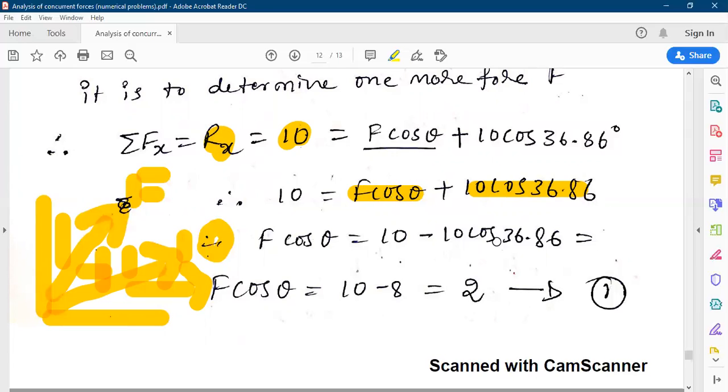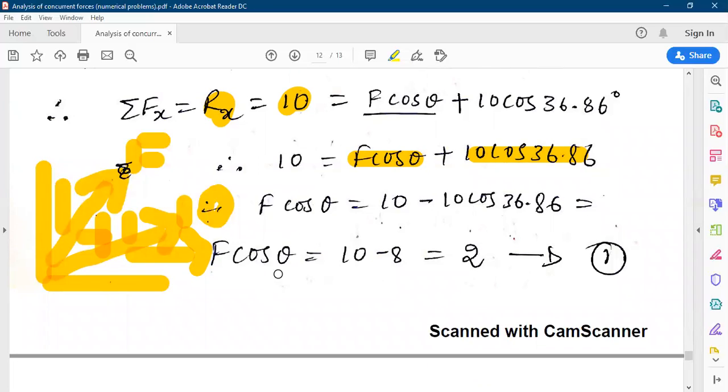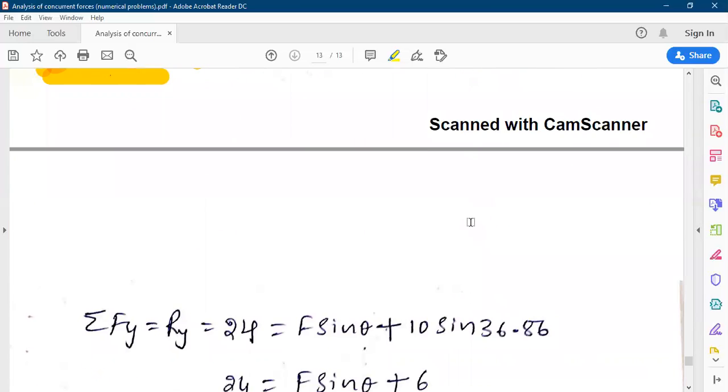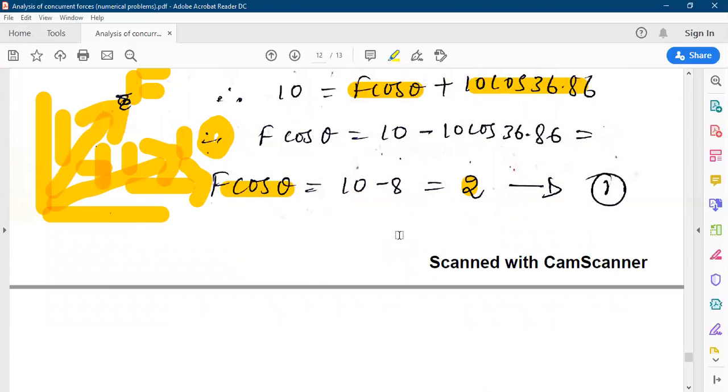Now using this we can get F cos theta is equal to 10 minus, taking this to the other side, 10 minus 10 cos 36.86. So by that substitution we get F cos theta is equal to 2. So this is the first equation. We can write F cos theta is equal to 2, that is equation number 1.